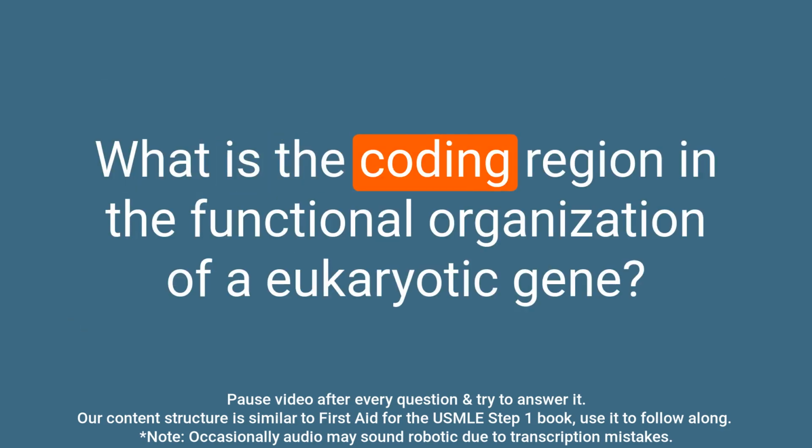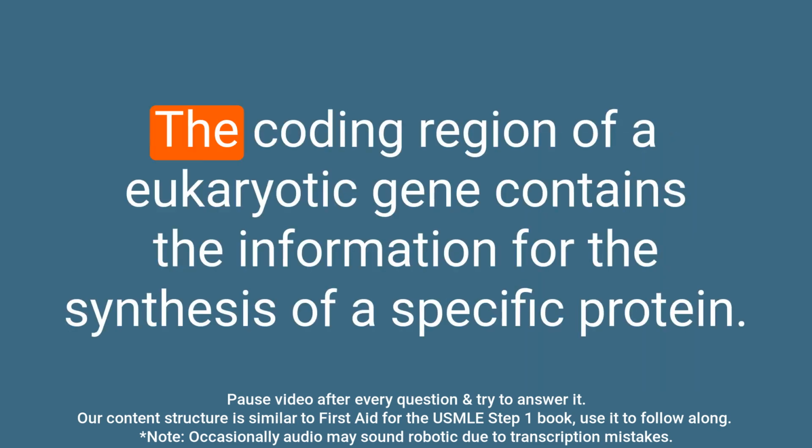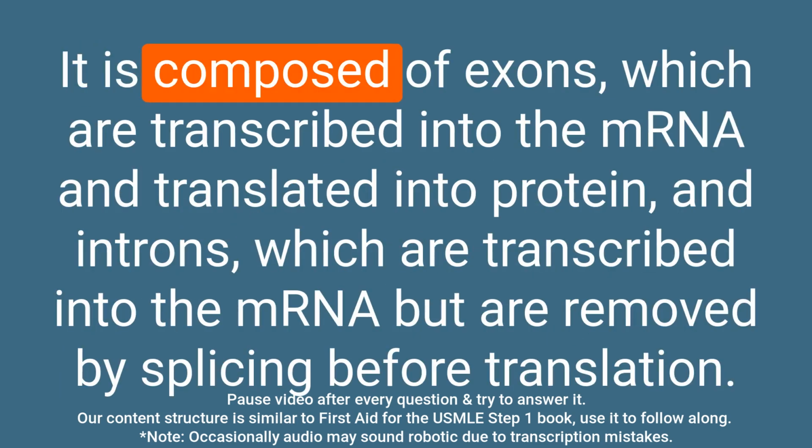Question: What is the coding region in the functional organization of a eukaryotic gene? Answer: The coding region of a eukaryotic gene contains the information for the synthesis of a specific protein. It is composed of exons, which are transcribed into the mRNA and translated into protein, and introns, which are transcribed into the mRNA but are removed by splicing before translation.